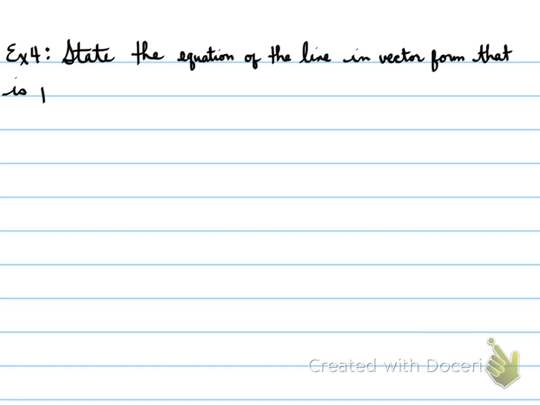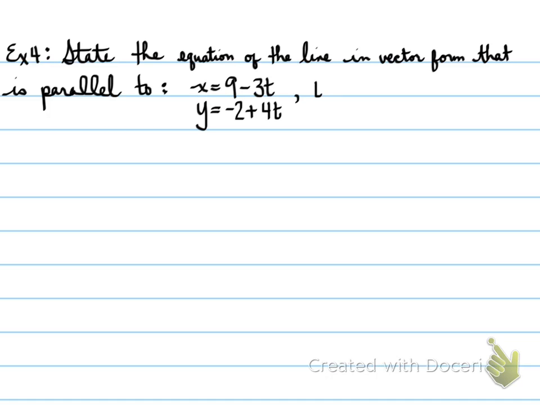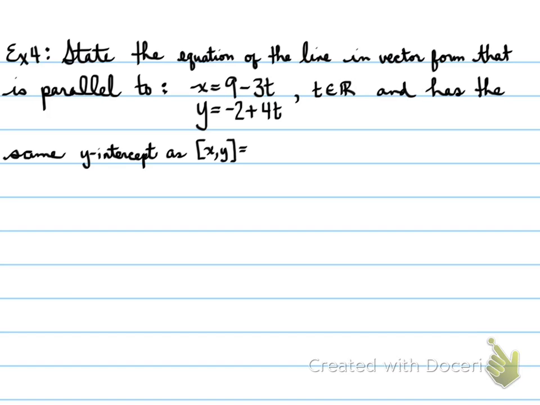One more to look at, example 4. You're asked to state the equation of the line in vector form that is parallel to x equals 9 minus 3t, y equals -2 plus 4t, where t belongs to the reals, and has the same y-intercept as this vector equation, where t belongs to the reals.